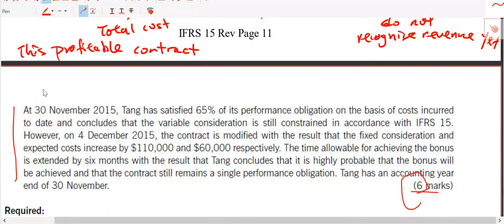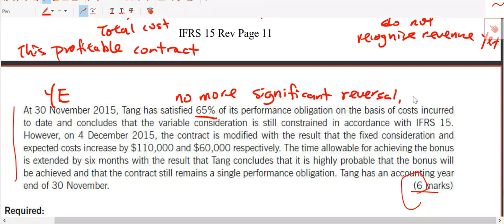November 2015, it is the year end. Banks have satisfied 65% of the performance obligation. So there is no more significant reversal. You already get 65% completion. No more significant reversal. Can recognize revenue already at 65%.